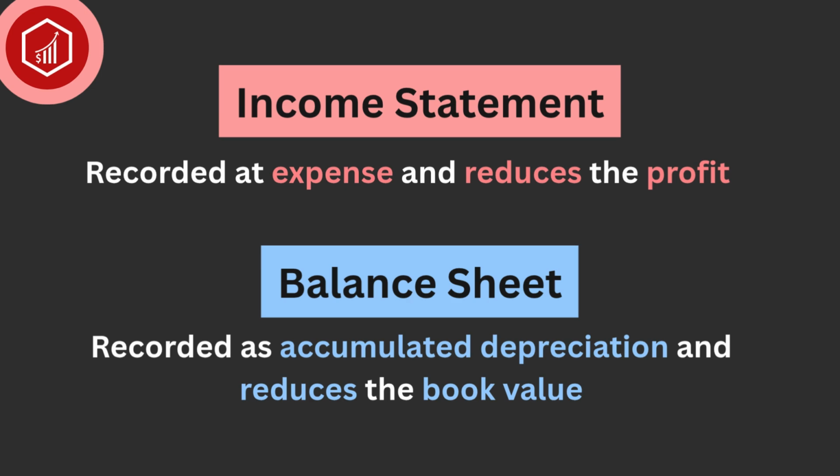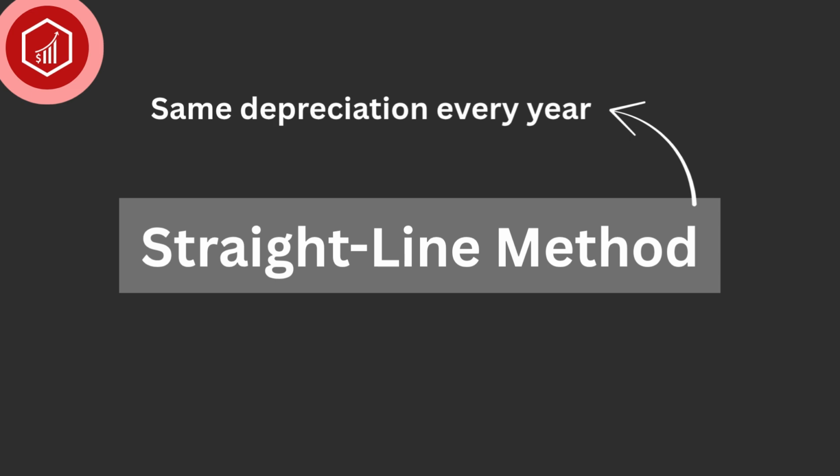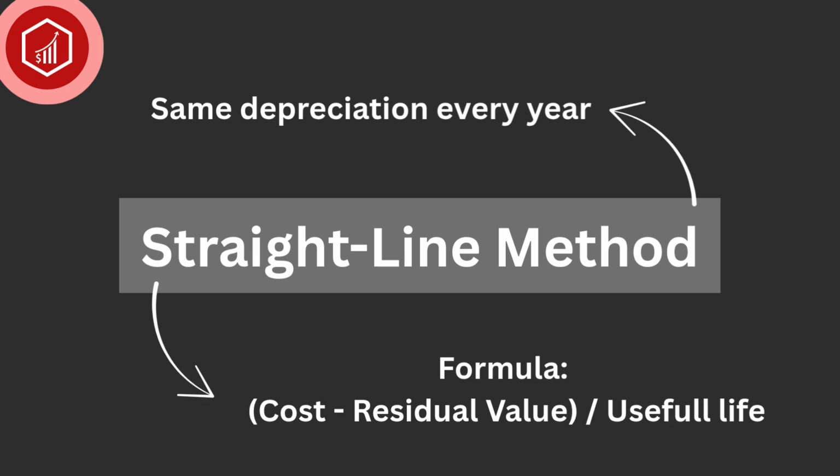Now that we know what depreciation is and why we need it, let's go through the main methods. The most widely used and simplest method is the straight line method. Here, the depreciation expense is the same every year. The formula is depreciation equals (cost minus residual value) divided by the useful life.